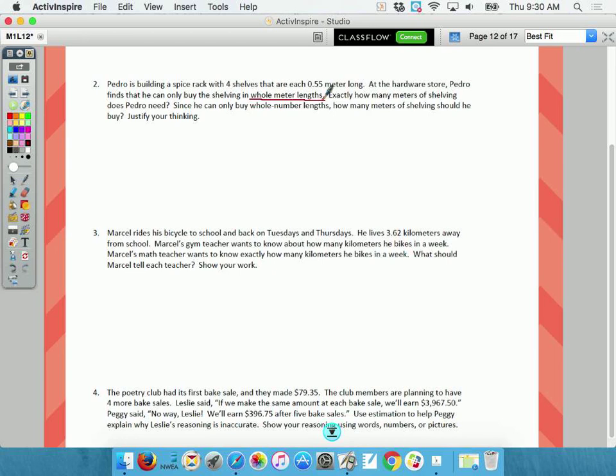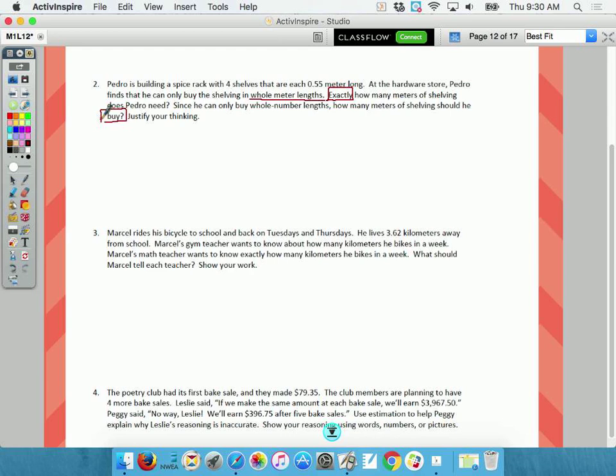Exactly how many meters of shelving does Pedro need? So we need to know exactly how many he needs. And then, since he can only buy whole number lengths, how many meters of shelving should he buy? So we've got to do it 2 different ways. We've got to find the exact answer, and then we've got to decide how much to buy. Okay? So the exact answer, what's the best way to figure that out?